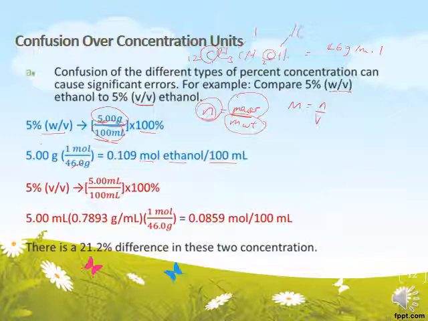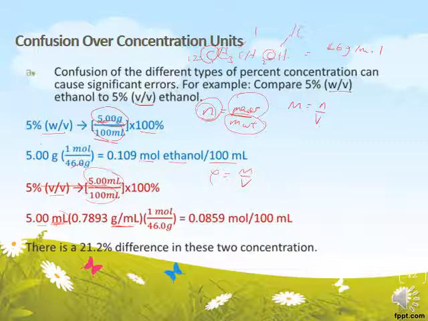Moving on to the next, 5% volume over volume. By definition, it means 5 ml of ethanol solute in 100 ml of solution times 100. Now for this case, we need the information on density. Remember, just now the third formula that you need to memorize is density, mass over volume. The density of ethanol is 0.7893 gram per ml. We know the volume of the solute, which is 5 ml. Leave the unit of density as it is because we leave the volume in ml.